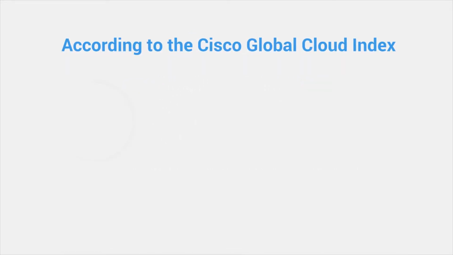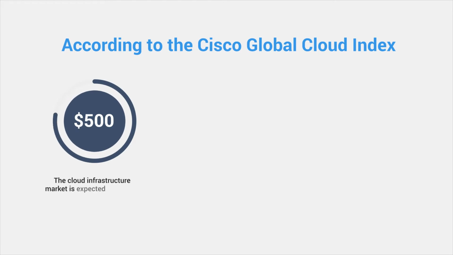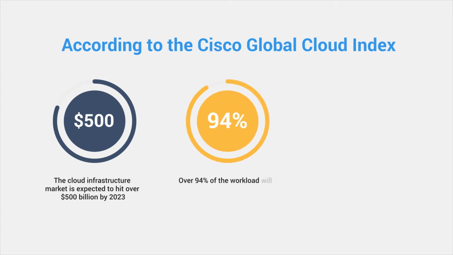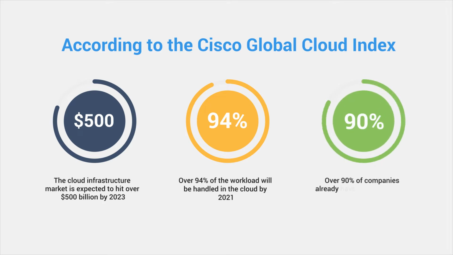According to the Cisco Global Cloud Index, the cloud infrastructure market is expected to hit over $500 billion by 2023. Over 94% of the workload will be handled in the cloud by 2021. Over 90% of companies already have an infrastructure in the cloud. So, the future of infrastructure rests within the cloud.